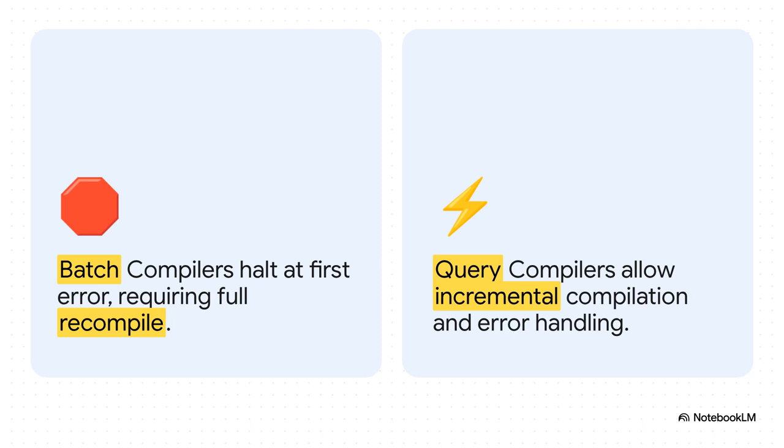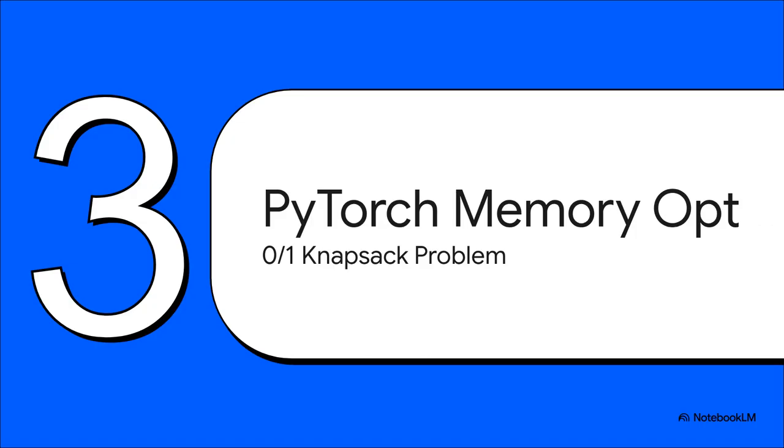Now, instead of running that entire massive pipeline, your IDE simply asks the compiler a targeted query, like, hey, what's the type of this specific variable I'm pointing at? The compiler then goes and fetches just that piece of information, so an error in one isolated part of your code doesn't block queries in another. This incremental compilation is the exact reason modern IDEs that run the language server protocol feel so incredibly lightning fast and responsive today. Next up, Section 3, PyTorch memory optimization.